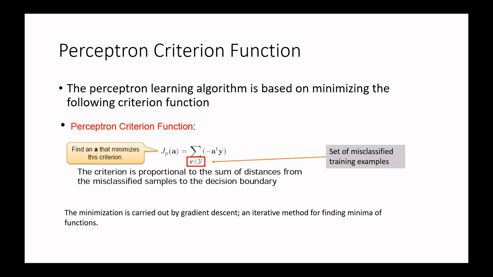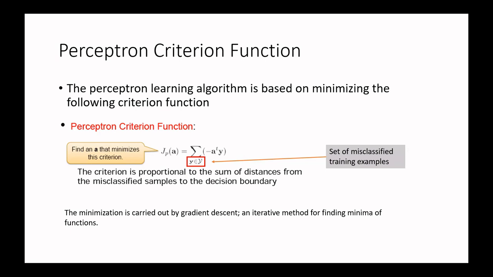If there are no errors, then the criteria value will be 0. So what you may want to do is optimize or minimize this criterion. And by doing so, we will end up with the desired weight vector. All right, so that was the idea that was used to build this algorithm.